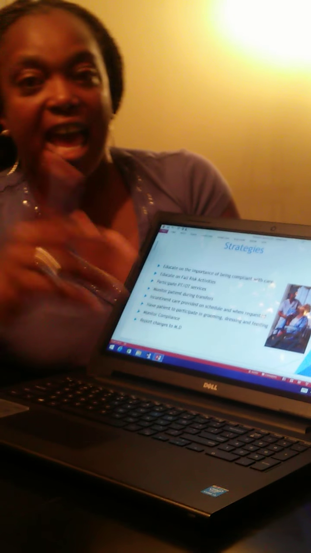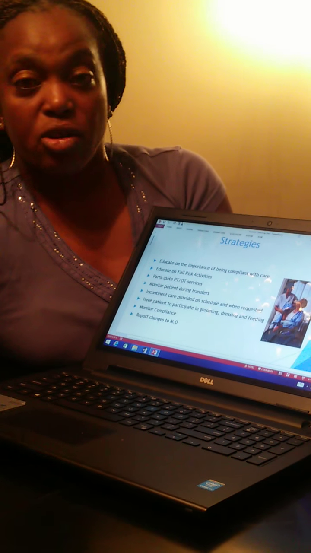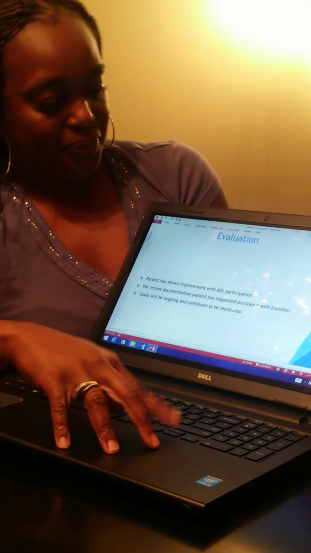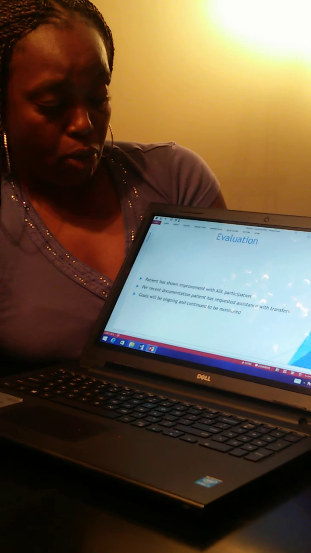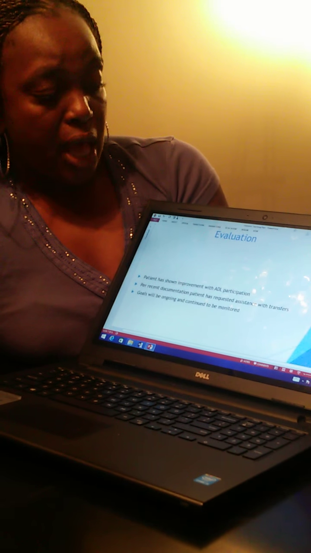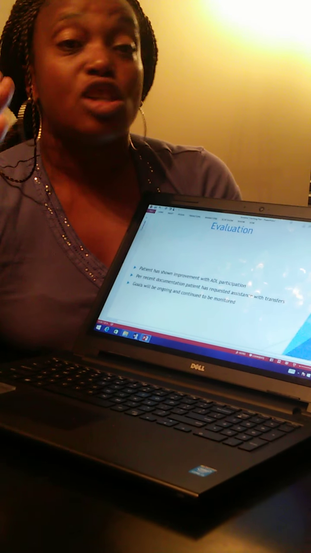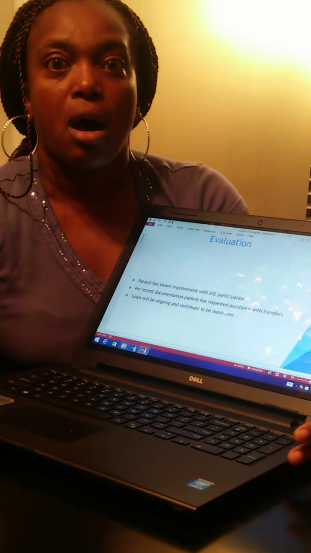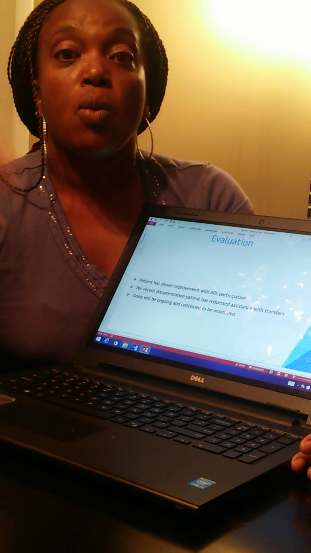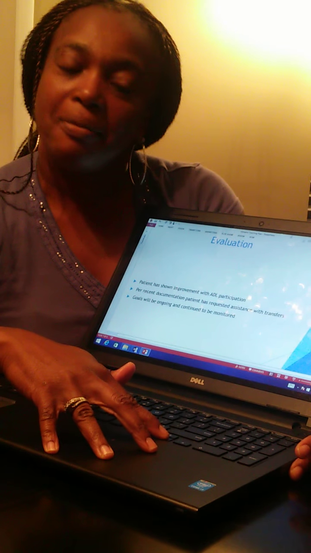The strategies: education is a strategy, participation is a strategy, and monitoring is a strategy. Now, when it comes to evaluating the patient, you want to evaluate the ADL participation. You want to evaluate if they're requesting assistance for their transfers. And you also want the goals to be ongoing goals. These goals should always be trying to be met. Even if they've already met them, keep them as a goal because you don't want patients to regress back into old behaviors. So keep this as a current goal that they need to meet.